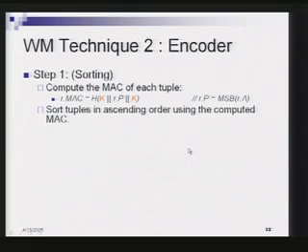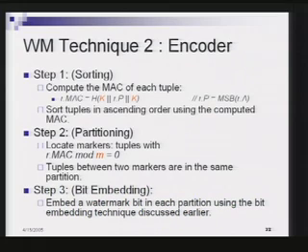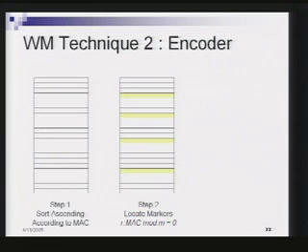So the first step, we sort. The second step, we partition based on the MAC. And the last step is bit embedding. How do we embed a bit in a list of numbers? We have partitioned them. It's a list of numbers. We embed using the same technique that we described 2 slides ago. Make sense? So the first step is you sort in ascending order according to the MAC. It's a very simple slide, but maybe it will help.